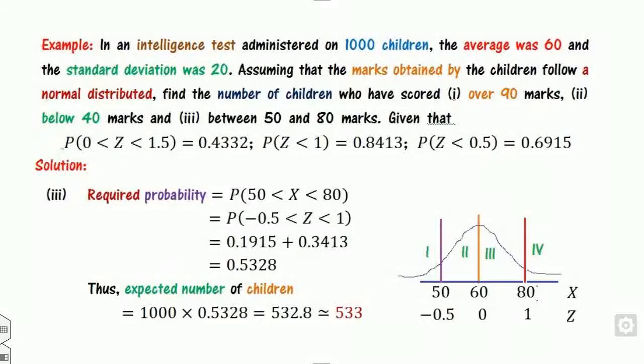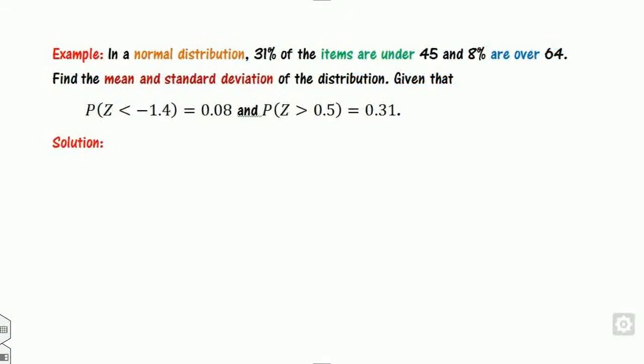So finally, the number of the children are... So look at the last example. It is given to you as a normal distribution. In this case, you have to find the mean and the standard deviation. Okay, what is given to you?